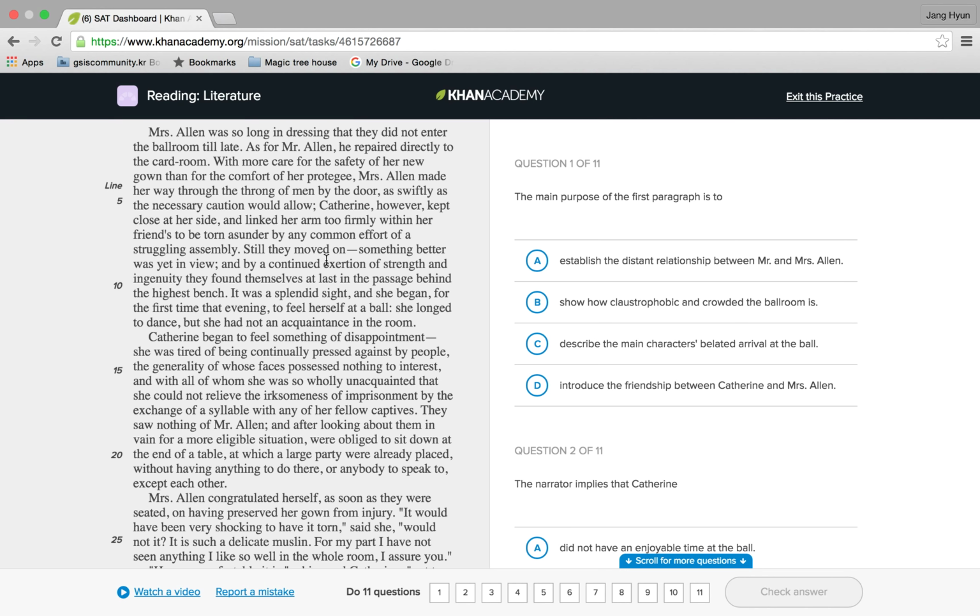Still they moved on. Something better was yet in view, and by a continued exertion of strength and ingenuity, they found themselves at last in the passage behind the highest bench. It was a splendid sight, and she began, for the first time that evening, to feel herself at a ball.